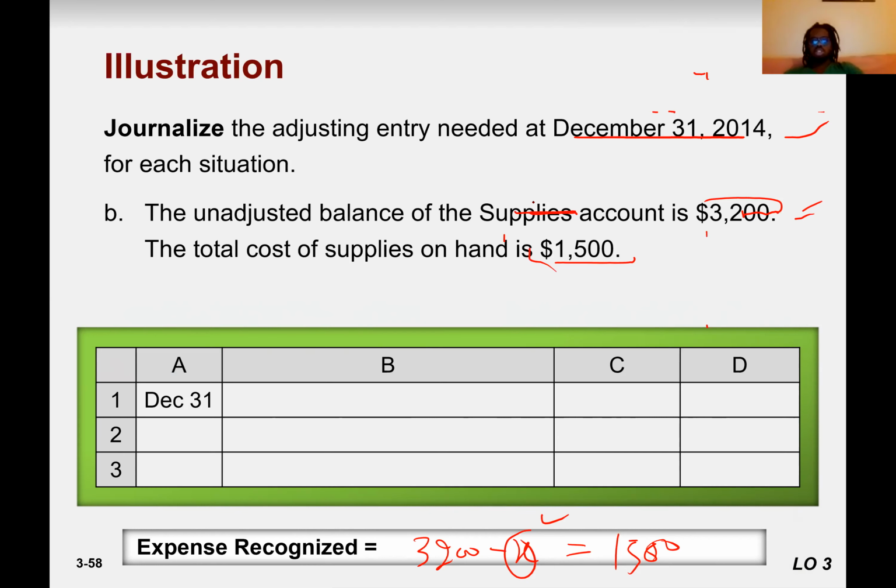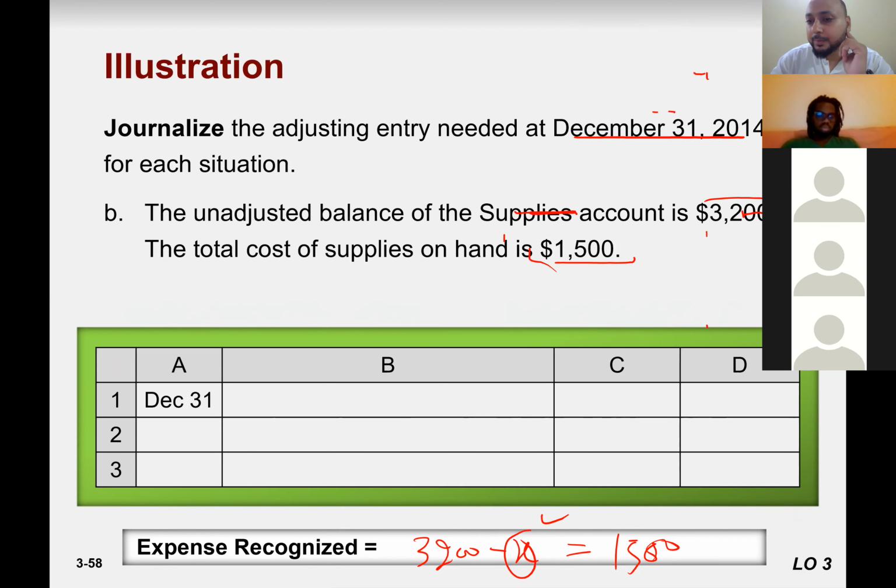So what would be the entry? Expense increase, debit or credit? Fabian. Credit. Expense increase. Floy, you say credit? Expense is liability. Credit. Anis. It's credit. Expense increase.